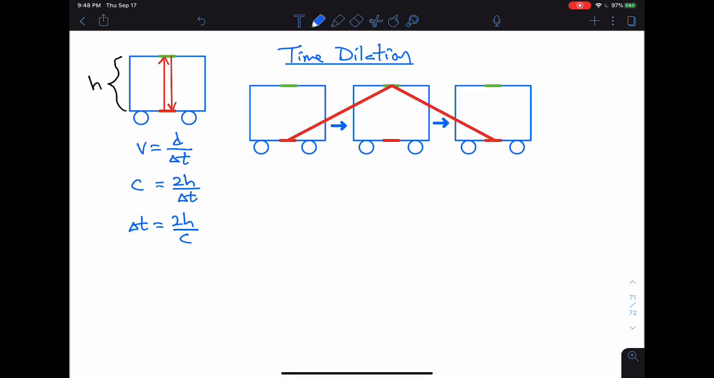And so we want to know, okay, how long does this take? Well, we're still starting with v equals d over delta t. v, of course, is c. We're talking about the speed of light. But d is no longer 2h because this photon, as viewed by somebody on the ground as the train goes by, this is clearly more than just 2h. Okay, so what is it? Well, let's figure that out.